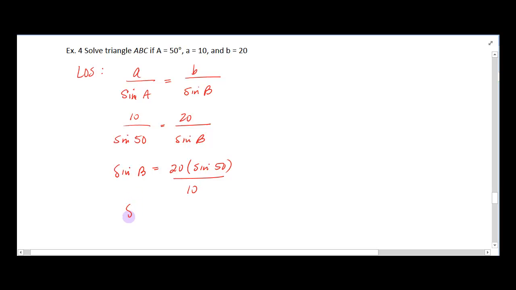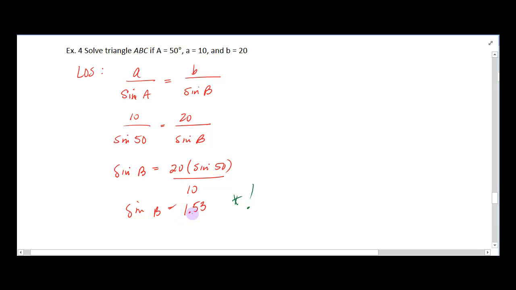So when I put this into the calculator and simplify, I find out that that's 1.53. Now, before you go any further, there's a caution here. So I was trying to trick you. I cannot take the sine of anything larger than 1.